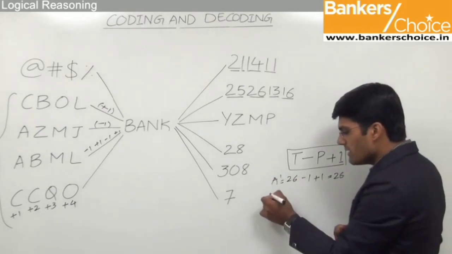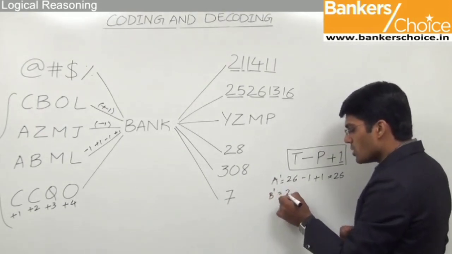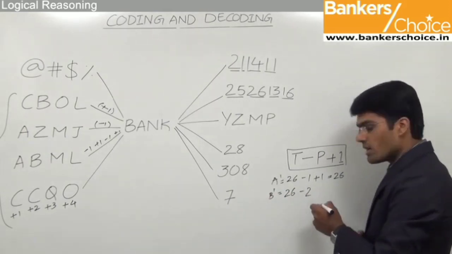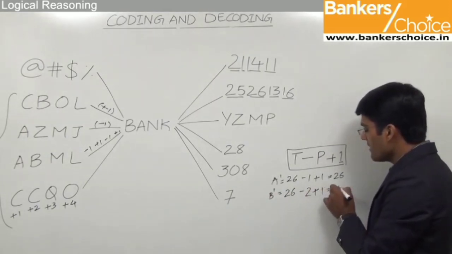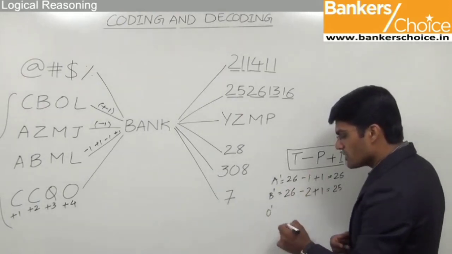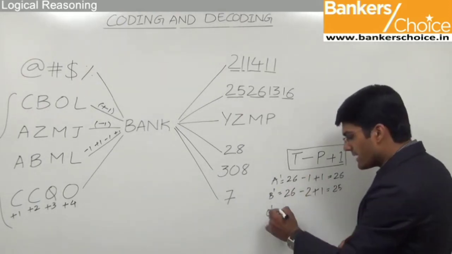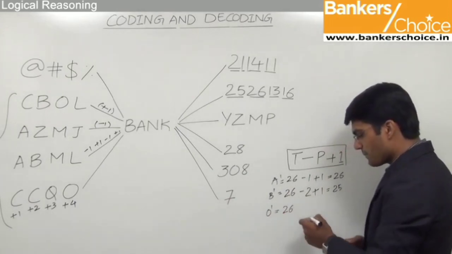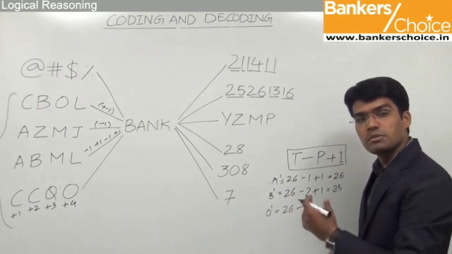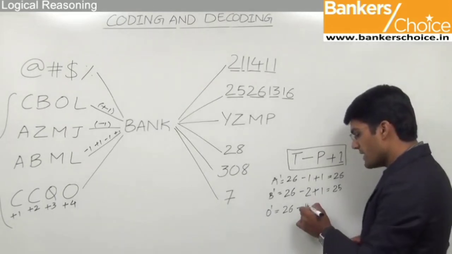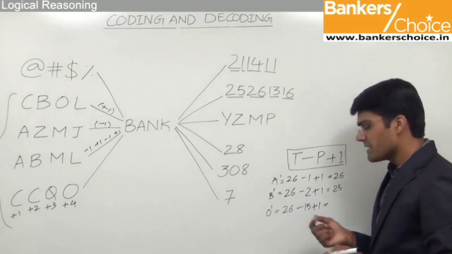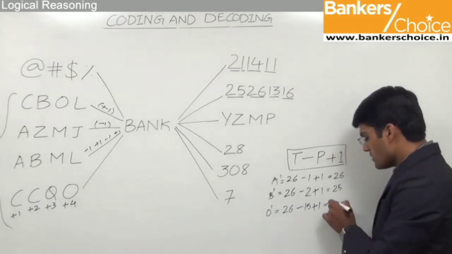Similarly, if we move on to B, the position of B will be equal to total letters, that is 26, minus the position in the forward direction, which is 2, plus 1, and this comes out to be 25. Let us take the letter O. The position of O in the reverse order can be taken as total letters 26 minus, we have to remember the position in the forward direction, and the position of O in the forward direction is 15, plus 1. So the position of O can be taken as 26 minus 15, that is 11, plus 1, 12.